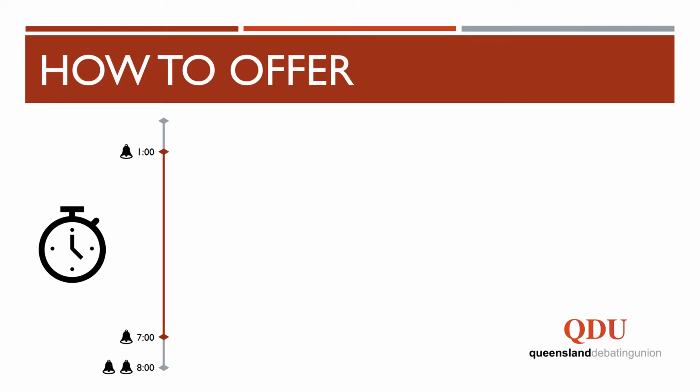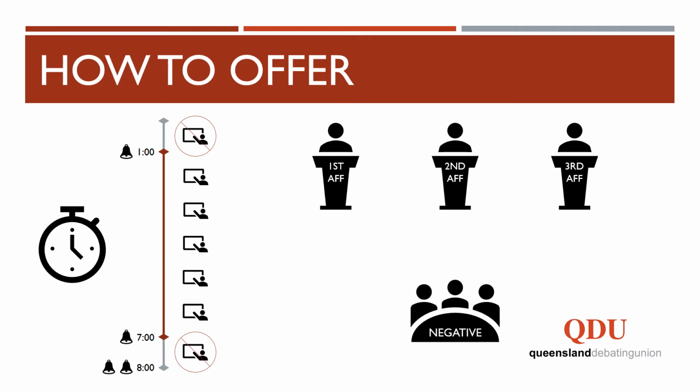Points of information may not be offered during the first minute or the last minute of speeches, as indicated by bells. Between those bells, points of information should be offered regularly. The rules set out a bare minimum number that each team member should offer. The minimum is that each team member should offer at least 2 points of information to each speaker of the other team. This means you individually need to offer 2 points to the first speaker of the opposition, 2 points to the second speaker, and 2 points to the third speaker.